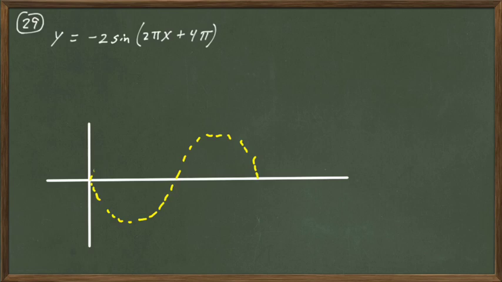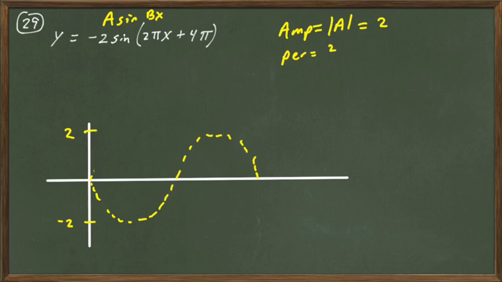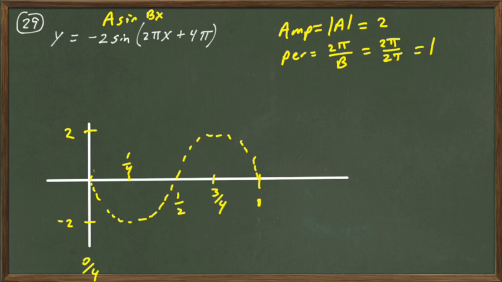So my amplitude is the absolute value of A. Again, A sine bx. The absolute value of A is the absolute value of 2, so that makes the amplitude 2. And the period, please notice, is 2 pi over b. What's b? 2 pi over 2 pi makes the period 1, right? So that's 1, 1/2, 1/4, I believe. 1/4 and 3/4. Again, we'd count 0/4, 1/4, 2/4, 3/4, and 4/4, which is the 1 here.